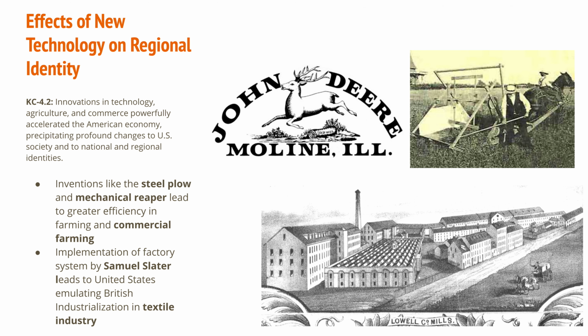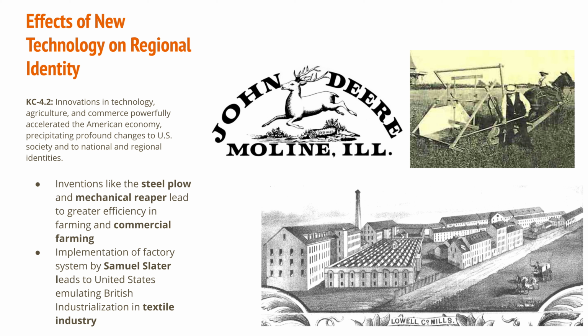The effects of new technology on regional identity. We have innovations in technology, agriculture, and commerce powerfully accelerating the American economy, precipitating profound changes to US society and to national and regional identities. So inventions like the steel plow and the mechanical reaper, these inventions that deal with agriculture, are going to lead to greater efficiency in farming. You're going to be able to plant more crops. You're going to be able to harvest them faster, which will allow you to plant more land. And so then we see a rise in commercial farming.